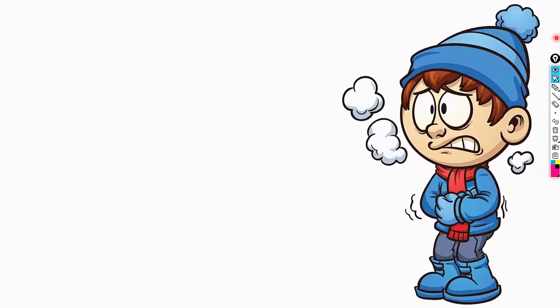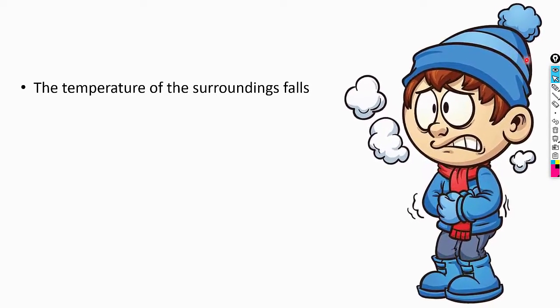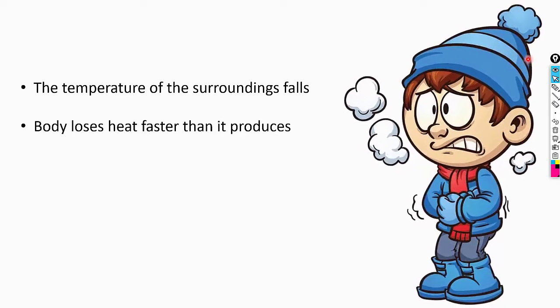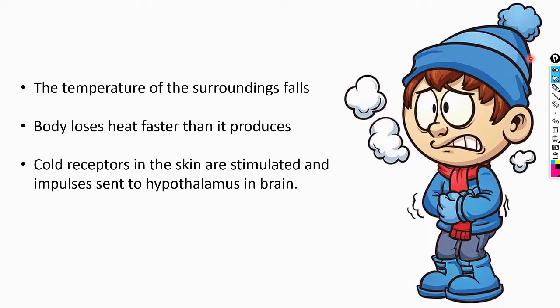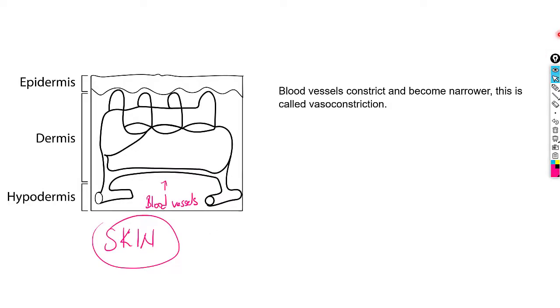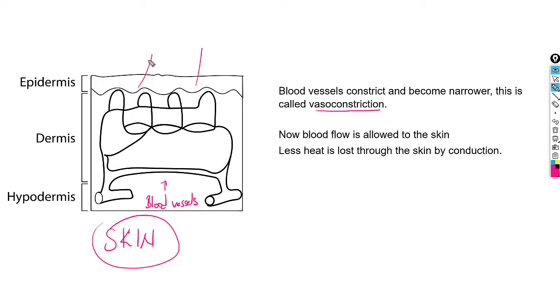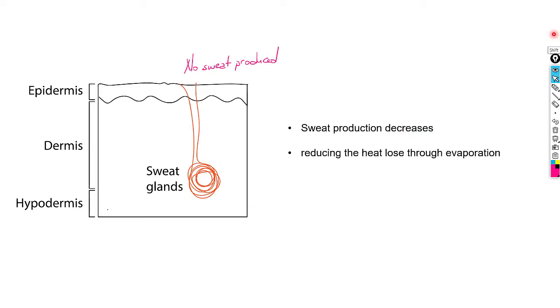Now, in cold weather conditions, the temperature of the surroundings falls. The body loses heat faster than it produces. Cold receptors in the skin are stimulated and impulses are sent to the hypothalamus in the brain. In this case, the blood vessels constrict and become narrower. This is called vasoconstriction. Now, less blood flow is allowed to the skin, so less heat is lost through the skin by conduction. At the same time, sweat production decreases, also reducing the heat loss through evaporation.